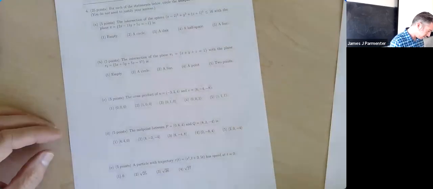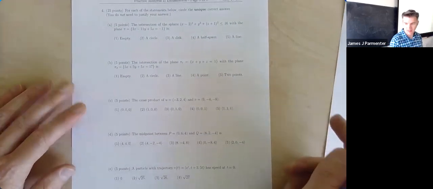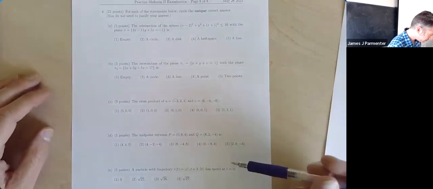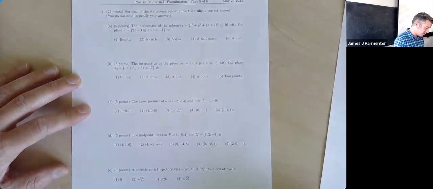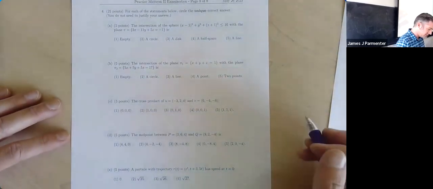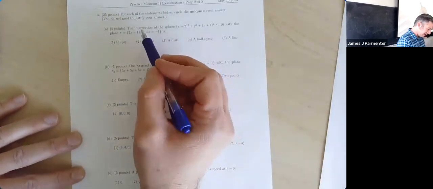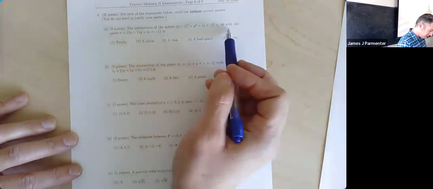All right, and then we've got, this last page is a bunch of circle the right answer questions. We got time, so for each of the statements below, circle the unique correct answer. You do not need to justify your answer. Okay, so the intersection of a sphere with a plane.